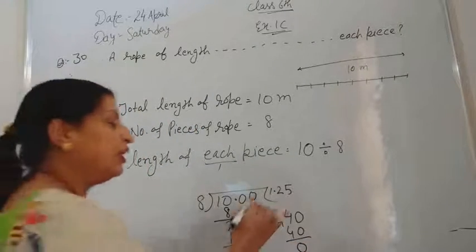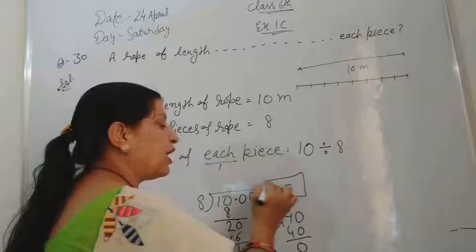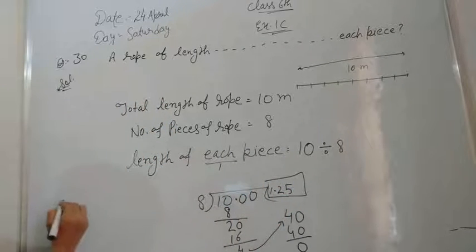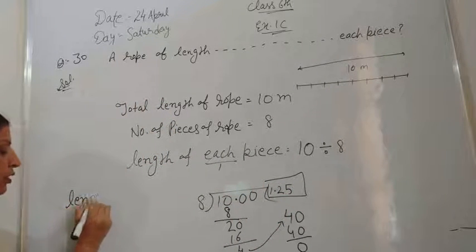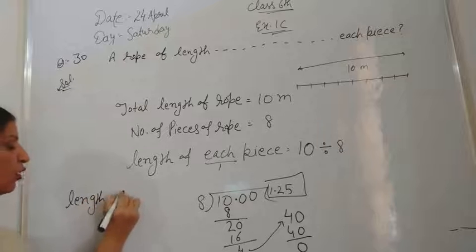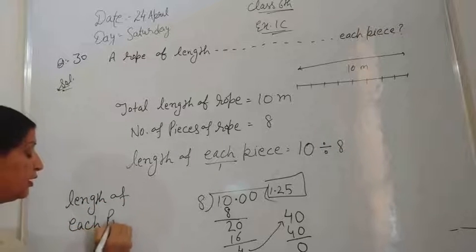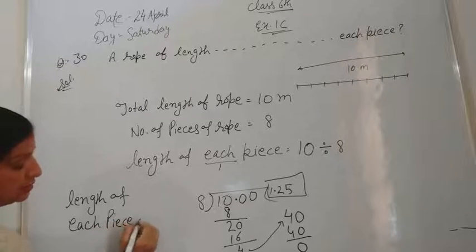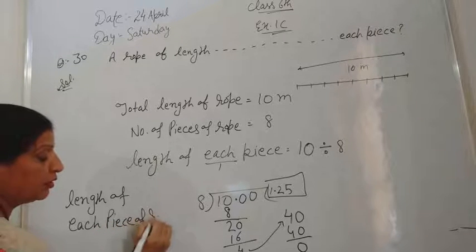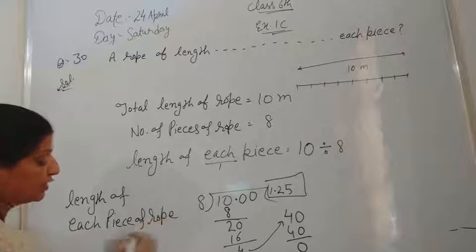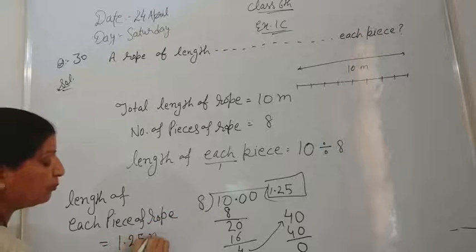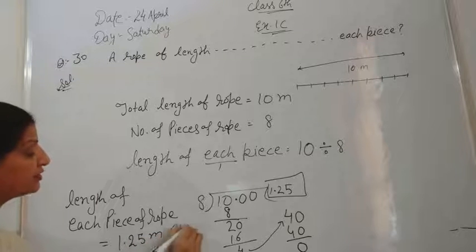Now you see that the length of each part becomes, so you write here length of each part or each piece of rope that is equal to 1.25 meter. This is your answer.